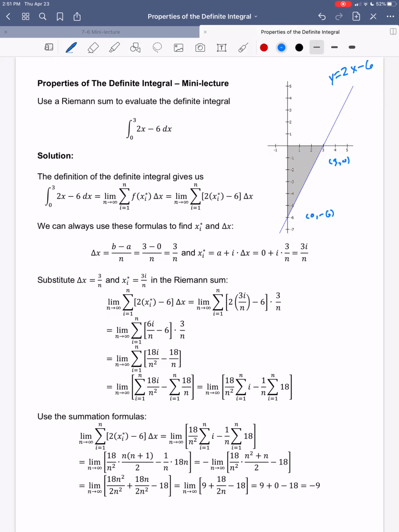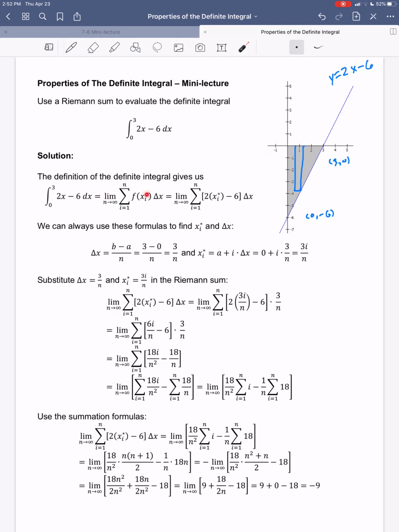And it turns out if I'm evaluating this integral, I'd be going from this function to the x-axis. What would be different here is when I do these little rectangles, they're going to be going downward instead of upward. And my function values are negative when I'm putting in these x values. So let's see what happens as I go through this. The definition of a definite integral is this: the limit as n goes to infinity of this Riemann sum.